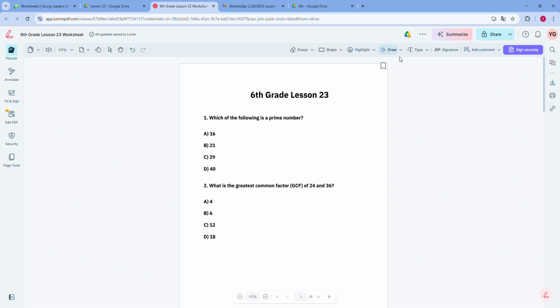Everyone, this is the 6th grade lesson 23 worksheet. So which of the following is a prime number? A prime number is basically a number that cannot be divided by anything that isn't 1 or itself.